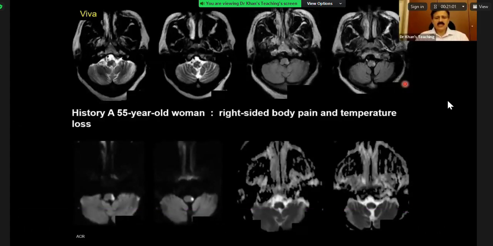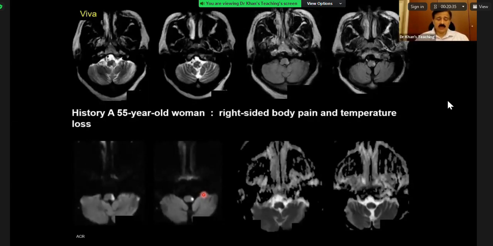Right. Now, in this case, again, please remember, I have shown you a case of cavernoma of the medulla on a CT scan. I am showing you lateral medullary syndrome, and here I am just showing you limited sequences. And please remember, in the main exam, it will be so difficult to pick up unless you see it carefully.